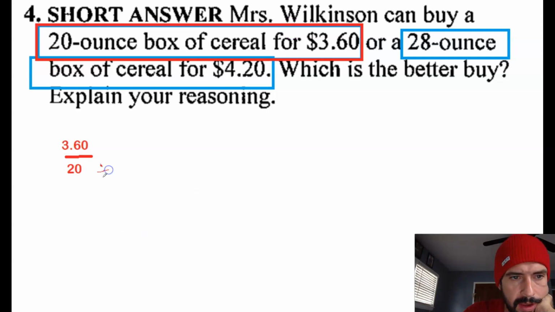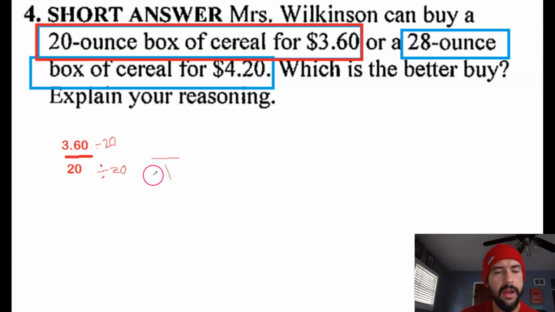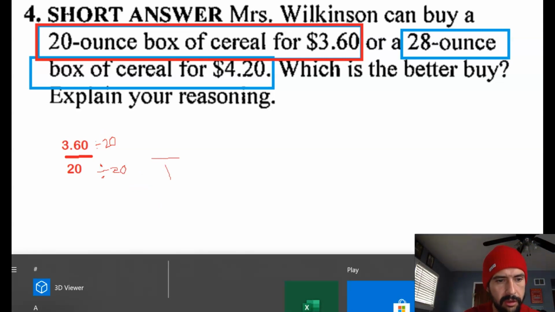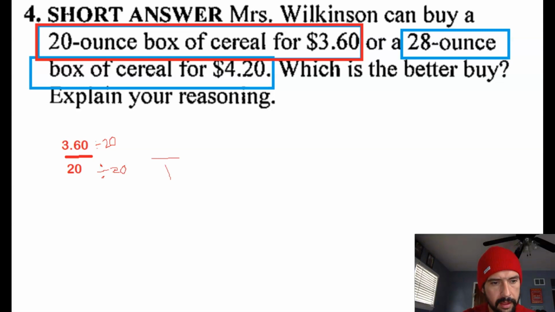Okay, 20 divided by 20, because that's going to give me 1 on the bottom, which is what I want when I'm looking for unit rates. So if I do 360 divided by 20, I can work it out. And luckily, you guys have phones in front of you, so you can use a calculator for this. I have no issue with that.